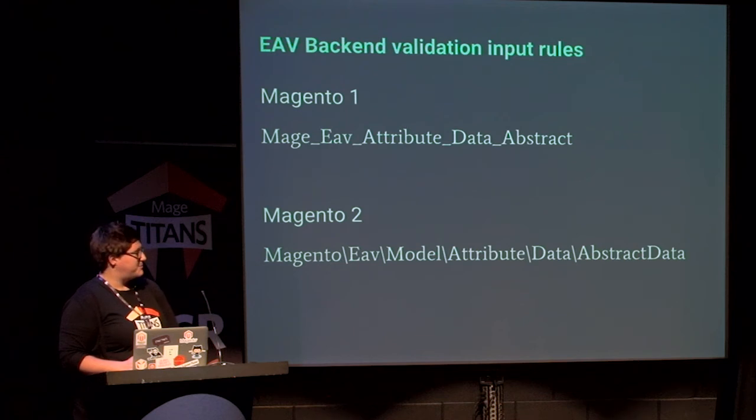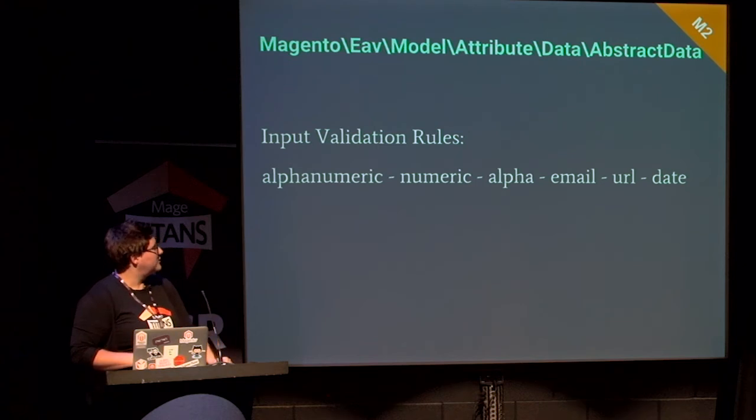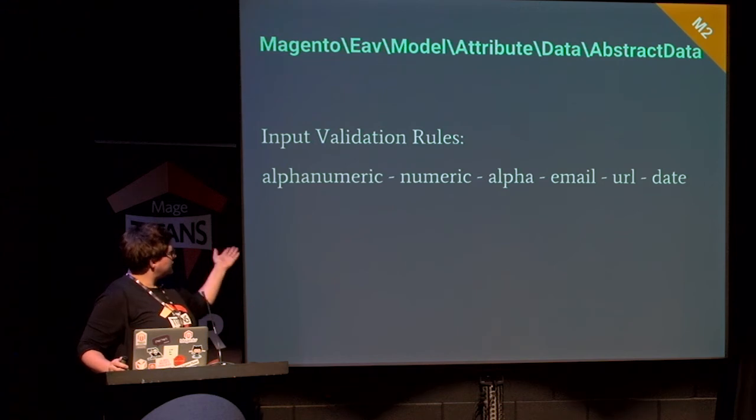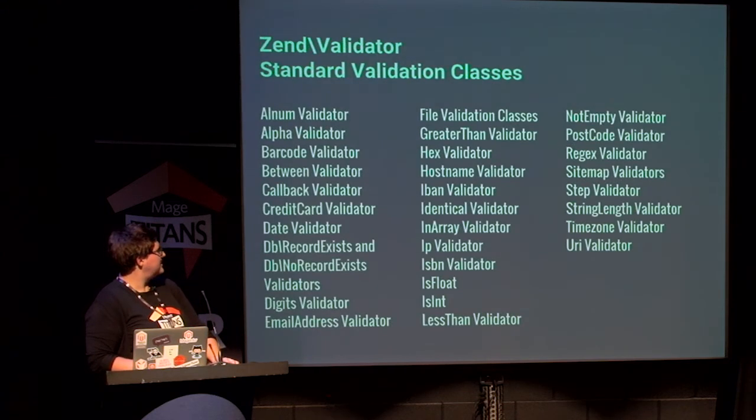So let's talk about backend validation. In Magento 1 and 2, you have this abstract data class. So for all EAV attributes, you can use already alphanumeric, numeric, alpha, email, URL, and date, which is there.